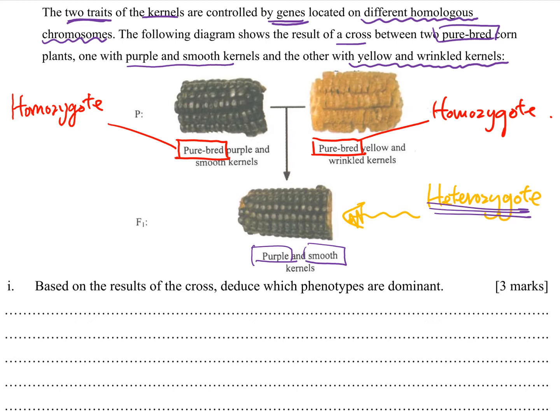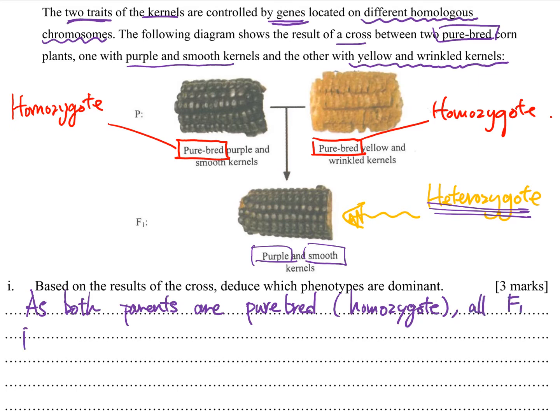After you understand this, let's write down the answers together. For the first point, what should you write? You have to tell me both parents are purebred, or you can tell me they are homozygotes. Therefore, all the F1 produced must be heterozygote. So you get the first mark.